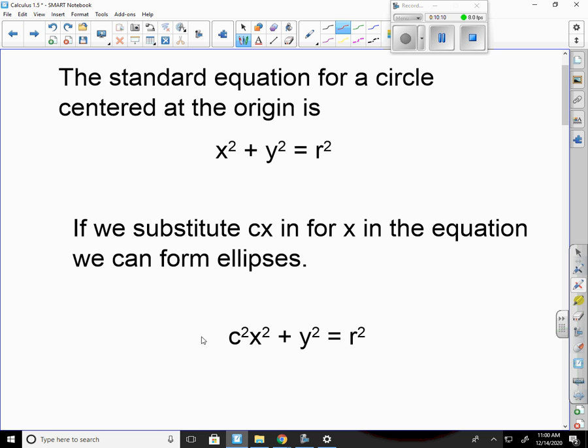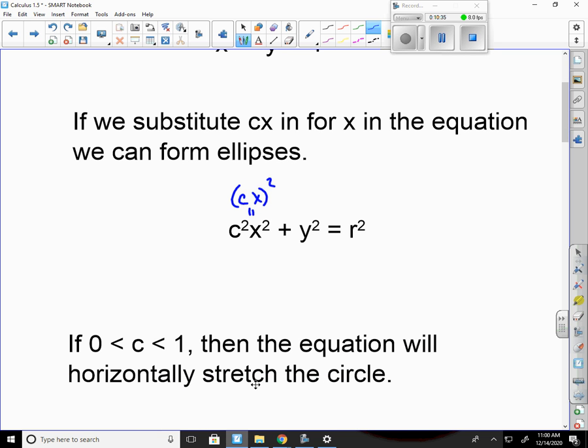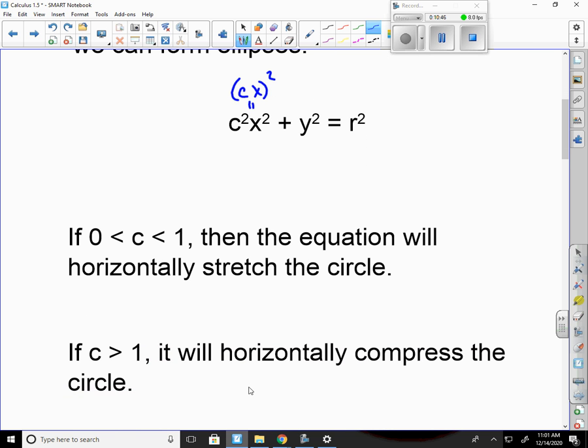So that means that it's going to square this c, because if I'm putting c of x in for x, that would give me c x squared. So we would square both of those, the c and the x. So if 0 is less than c is less than 1, so if c is between 0 and 1, then the equation will horizontally stretch the circle. If c is greater than 1, it will horizontally compress the circle.